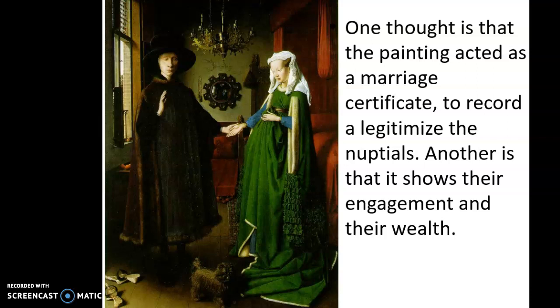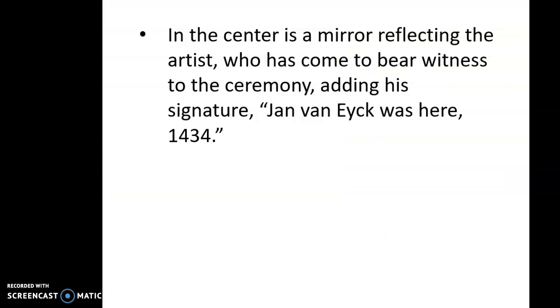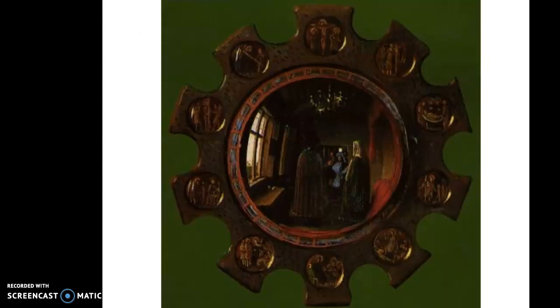Now back in the very center, that round circle is also a mirror. And in that mirror, it shows the actual artist. Above the mirror, though, is a quote or a signature that is actually added that says Jan van Eyck was here 1434. Now let's look at that close-up of that mirror. So you see the back of the bride and the groom there, but you also see in blue is Jan van Eyck, and right behind him is a little red that is actually supposed to be his assistant. So showing those details.